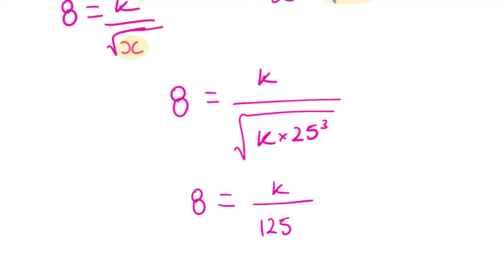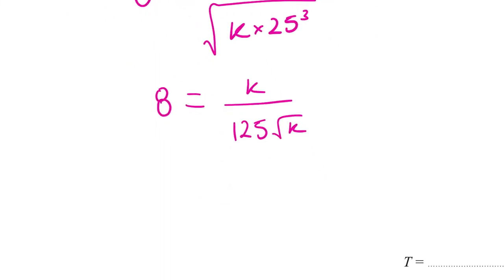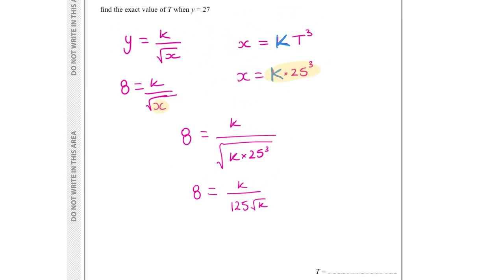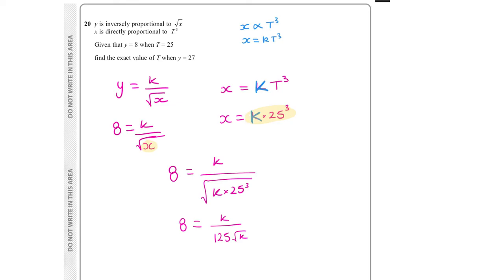Could we say it was root k? Kind of. Okay, now this is where we have to think about our k. Our k is just our constant of proportionality, right? So, if I do 8 times 125, what do I get? 1,000. 1,000, okay? Now, with our k's being direct proportion, we can just cancel them out, essentially.